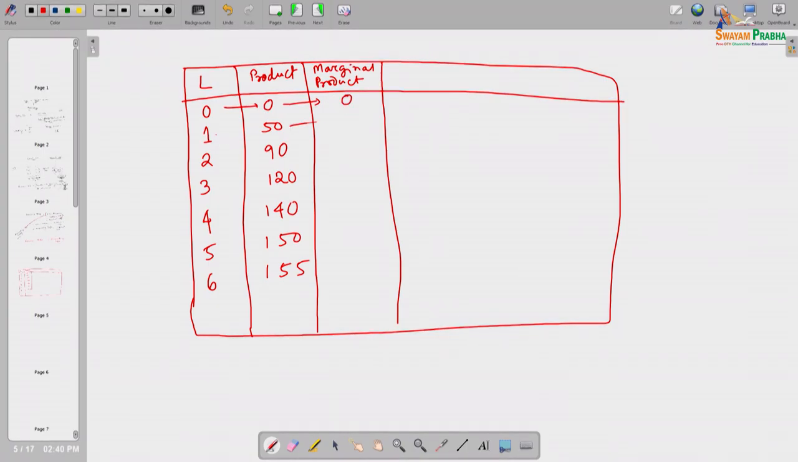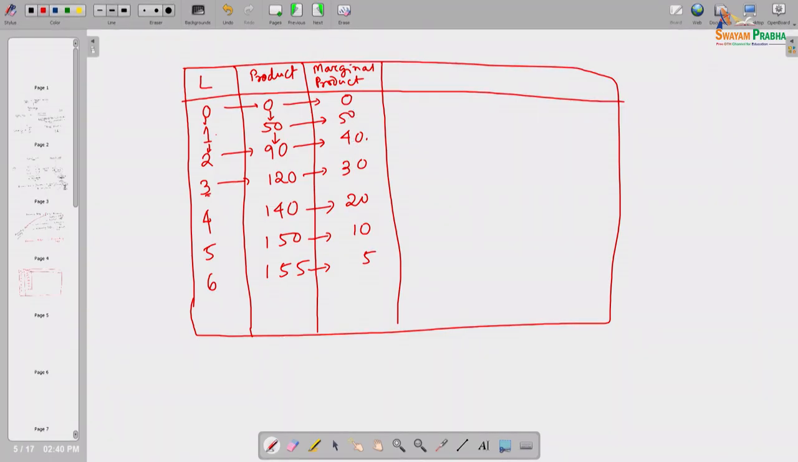So, for the zeroth unit, marginal product is 0. The first unit's marginal product is 50, because look here, when labor increased from 0 to 1, output increased from 0 to 50. So, its marginal product is 50 units. The second unit's marginal product is 40. Why 40? Labor hired from 1 to 2, an increment of 1 unit, and the increment in production is from 50 to 90, so 40 units. In exactly the same way, the marginal product of the third unit of labor is 30, the fourth unit is 20, the fifth unit is 10, the sixth unit is 5, and so on. They are continuously falling: 50, 40, 30.